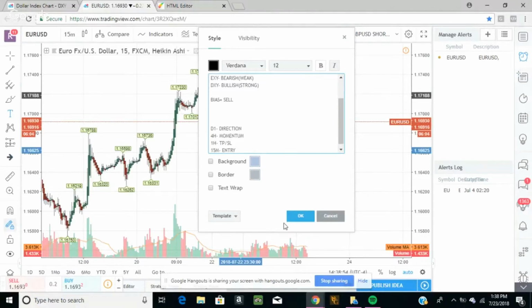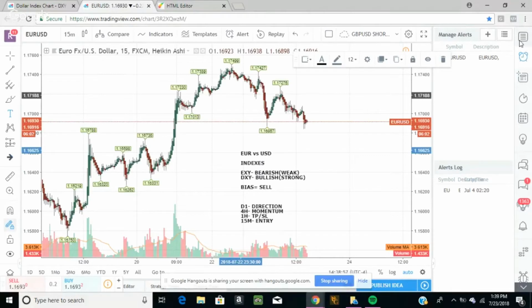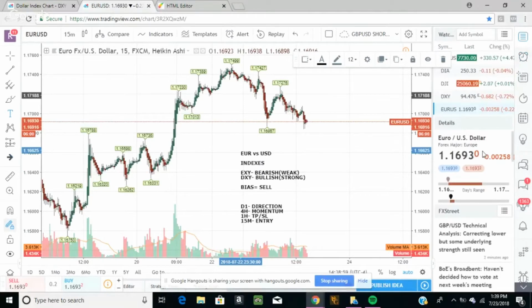Now, one thing I want you guys to realize is this price level to the right. This is the conversion rate. It's telling you that if you convert €1 to US dollars, instead of just $1, you'll get $1.169. That's what these numbers are. That's the conversion rate.